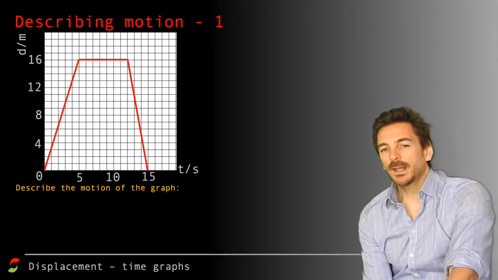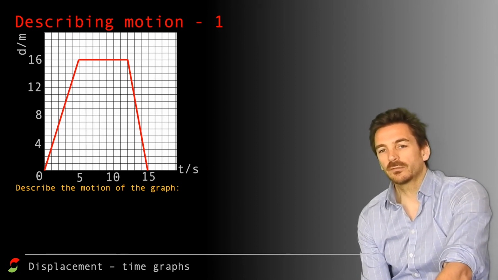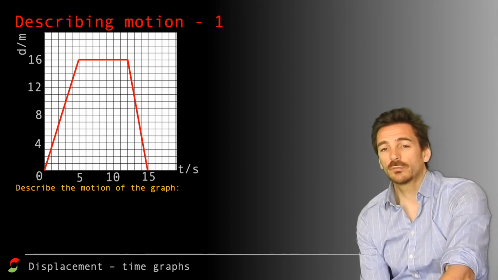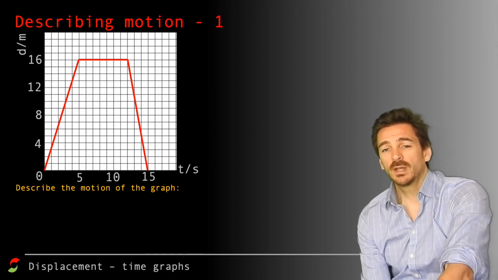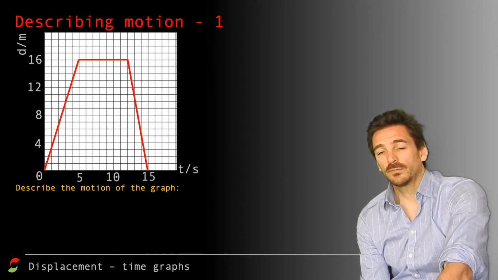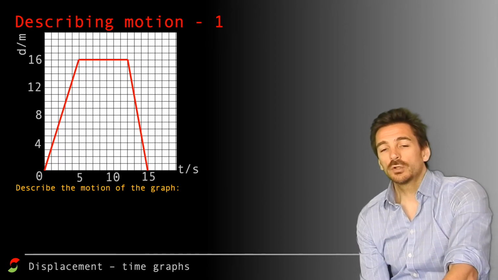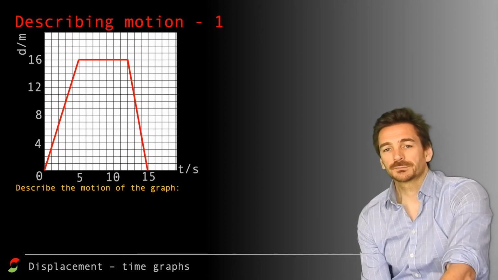A slightly harder example question to do for an exam is: describe the motion of this graph. Because it's got 3 sections in it, try and make life easy for yourself. Break it down into 3 sections. There's a section from 0 to 5 seconds, there's a section from 5 to 12 seconds, and a section from 12 to 15 seconds. When you get given a graph, try to quote data from the graph.